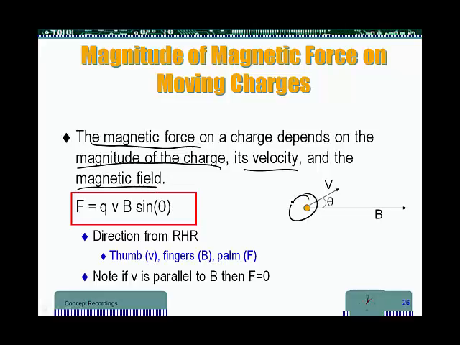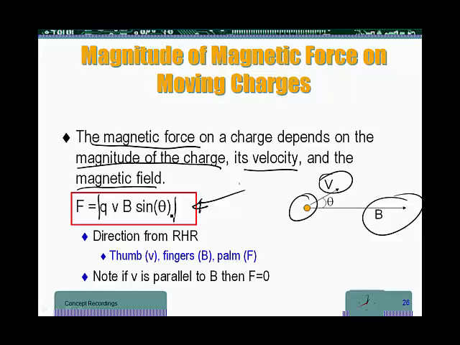Now, if we have a charge represented by this yellow disk here that has a velocity v that makes an angle theta with the magnetic field B, the magnitude of the force acting on the charge is given by this expression: F is equal to Q, the charge of the actual charge, times vB sine of theta. Theta is the angle between the velocity and B. We are talking about the magnitude here.